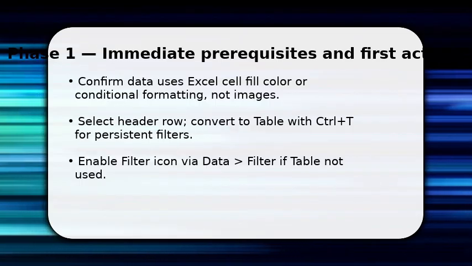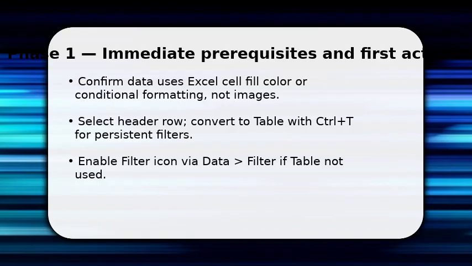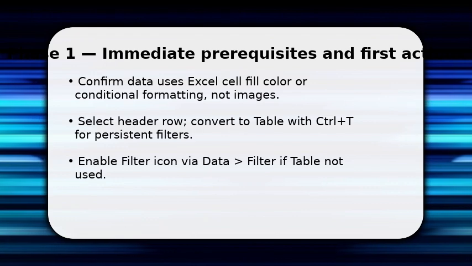If you prefer not to use a table, click Data then Filter to expose the drop-down arrows. Once done, you'll see the filter chevrons on each header. This is where you'll access color filtering options and control selection granularity.